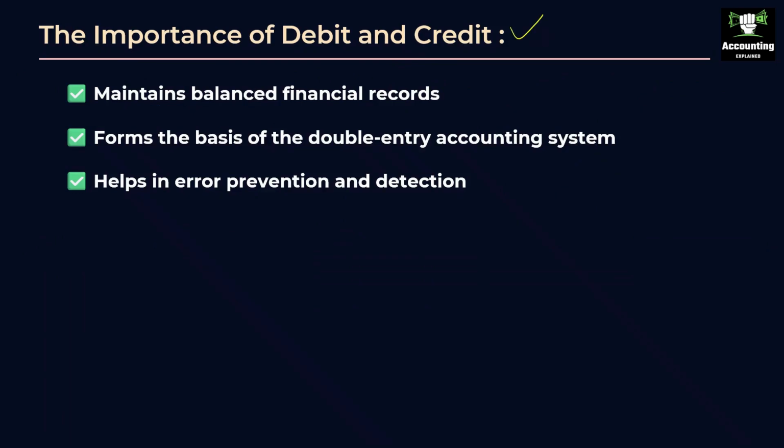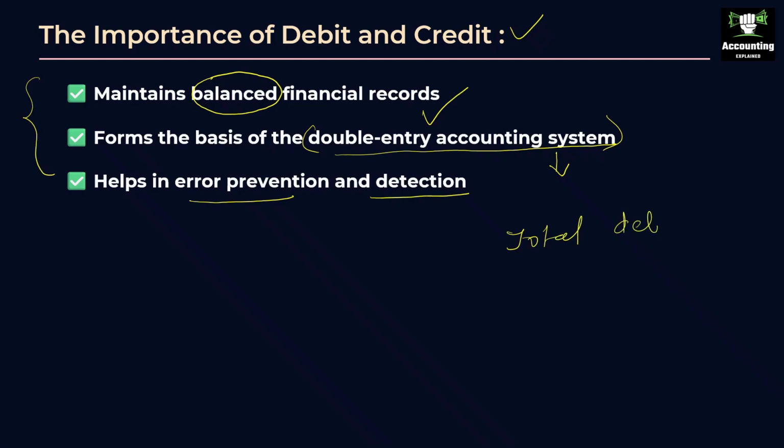Importance of debit and credit. It maintains balanced financial records, forms the basis of the double entry accounting system, and helps in error prevention and detection. Let's see these three points in depth. The rules of debit and credit help keep every transaction balanced. The rules which we saw help us keep the financial records balanced. Next, they are the basis of the double entry system. Double entry system means total debits should always be equal to total credits.